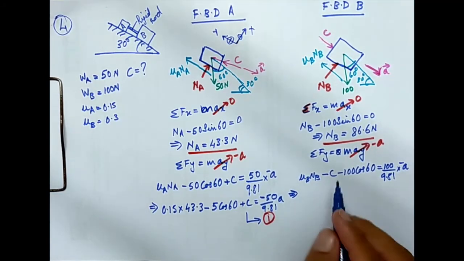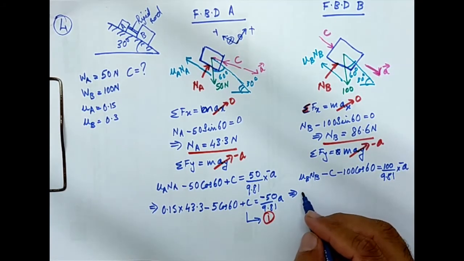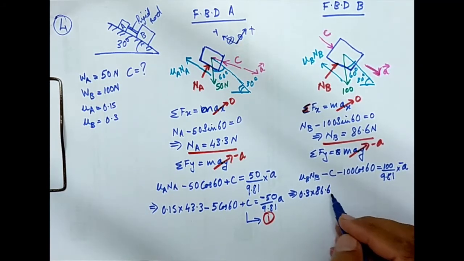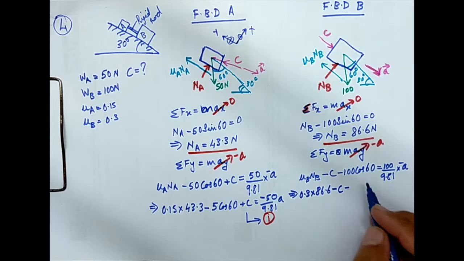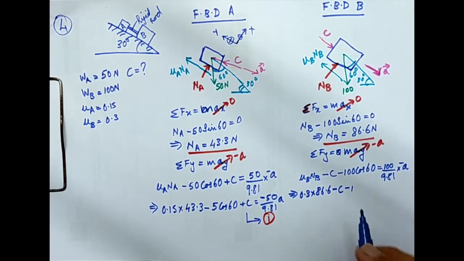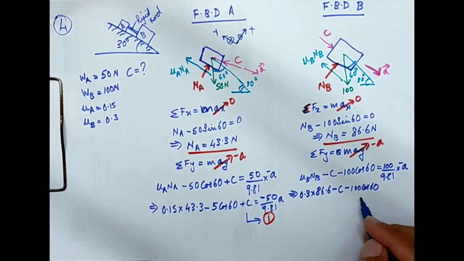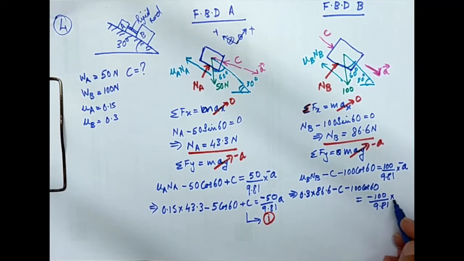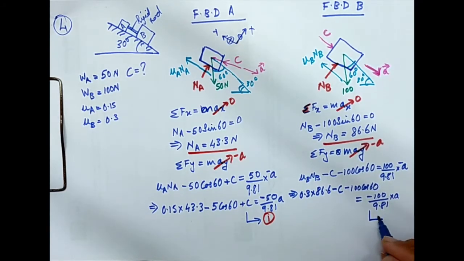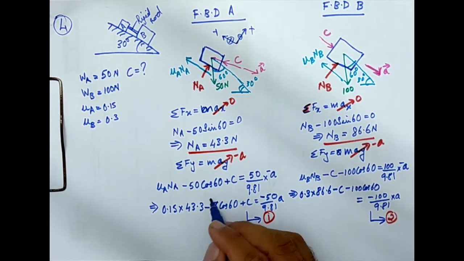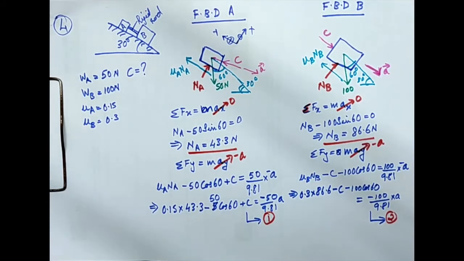So here also I can substitute the values. So mu b is 0.3, 0.3 into 86.6 minus c minus 100 cos 60 is equal to minus 100 by 9.81 times a, and that forms the equation 2. So here we made a small mistake. It is not 5, it should be 50.